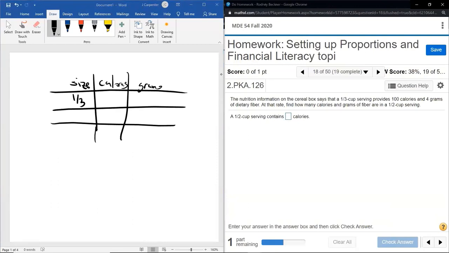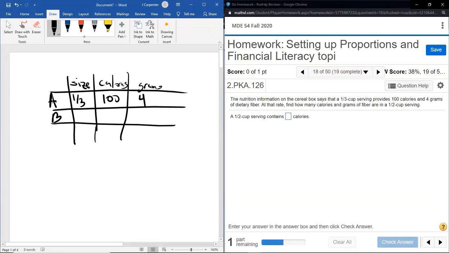That was the first scenario. So if you need to label them like scenario A, scenario B. So A, B. So a third of a cup provides 100 calories and 4 grams of protein. It's not protein, it's fiber.